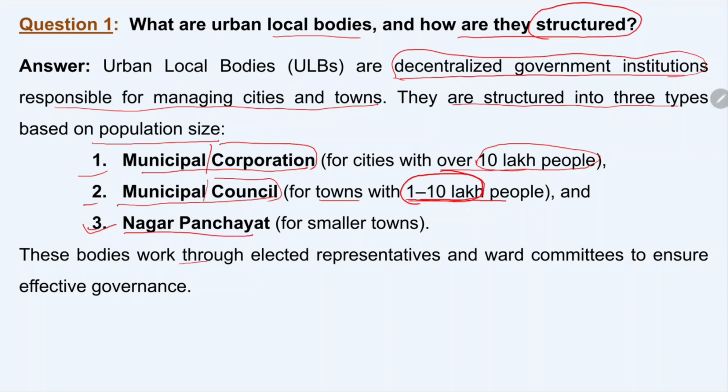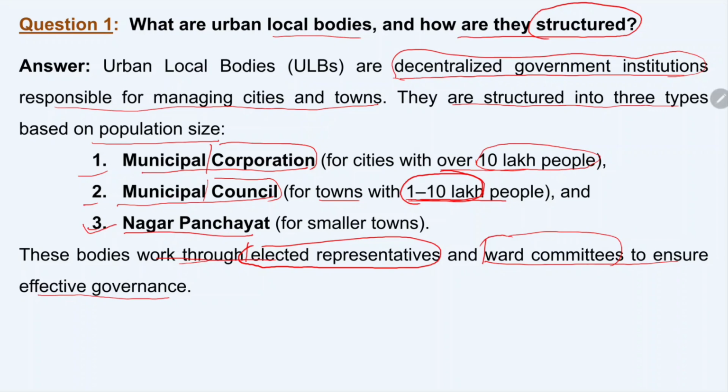And these bodies work together through elected representatives. Okay, this is the term, elected representative, where you are choosing the leader, isn't it? And ward committees to ensure effective governance. And the members within these ward committees are from that local area only, of which they are going to administer.